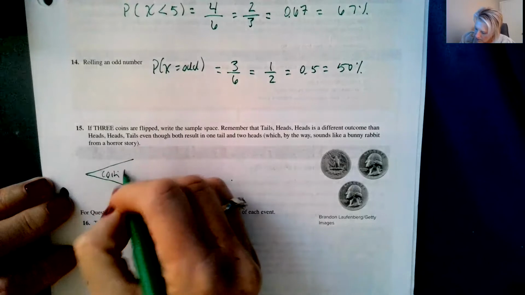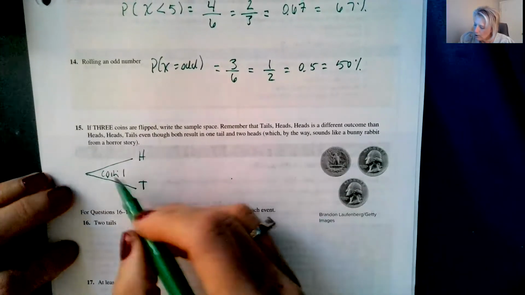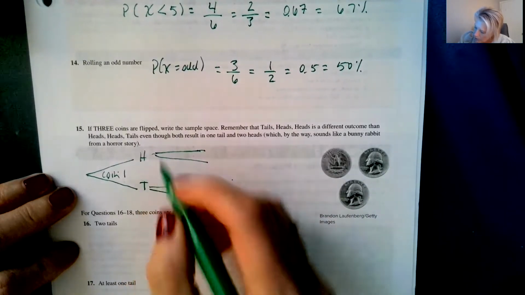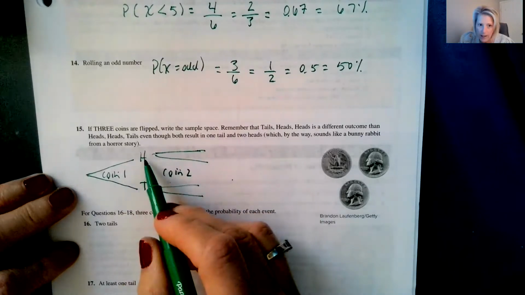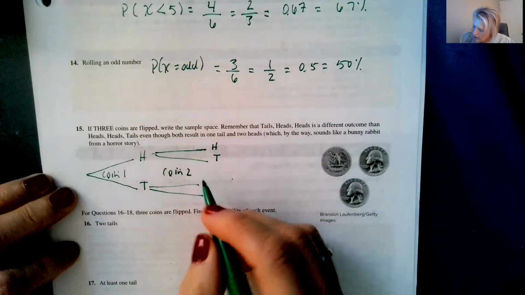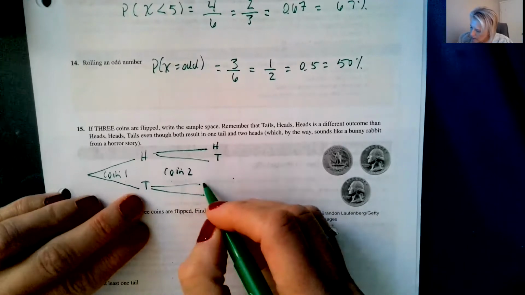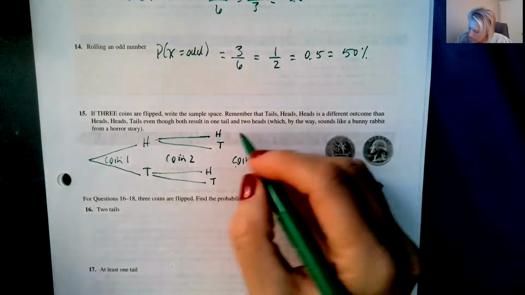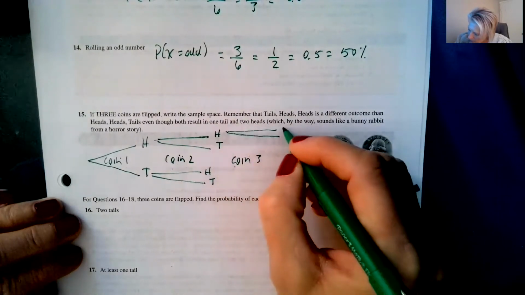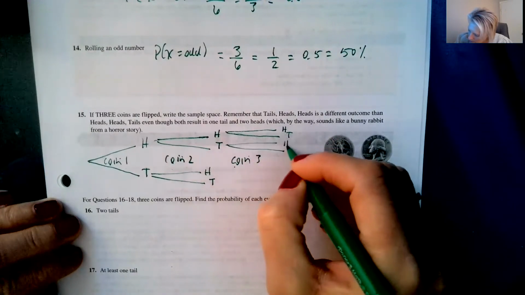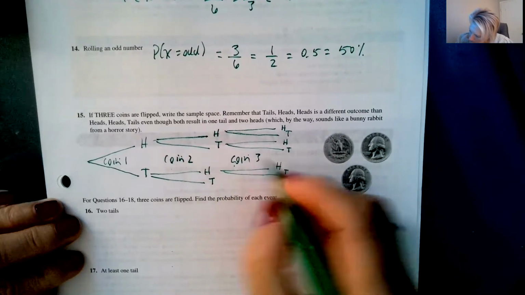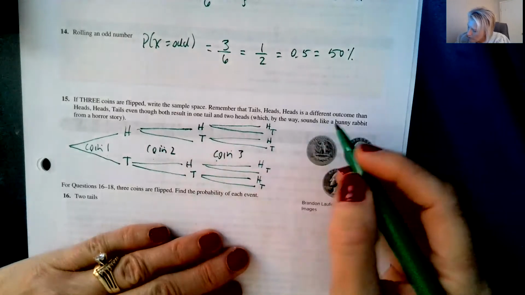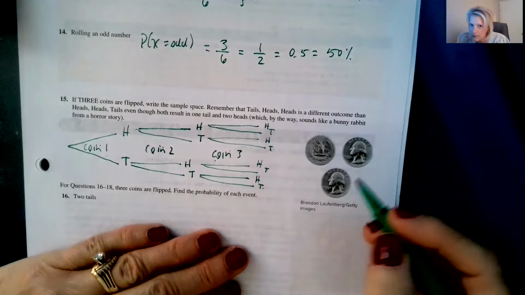So we've got coin 1, we have heads and tails. Once we flipped coin 1, we have to flip coin 2. So on coin 1, we could have had a heads, and then on coin 2, we could also have a heads and a tails. On coin 1, we could have had a tails, but then on coin 2, we could still have a heads or a tails. Then we're going to flip coin 3. So coin 3 could also have a heads and a tails. So we have 1, 2, 3, 4, 5, 6, 7, 8 in our sample space.